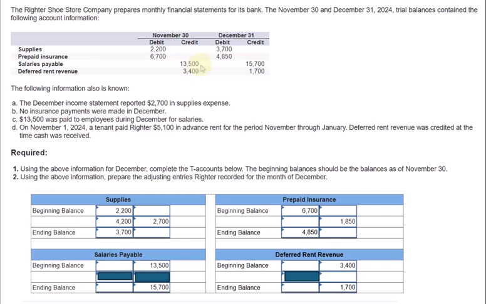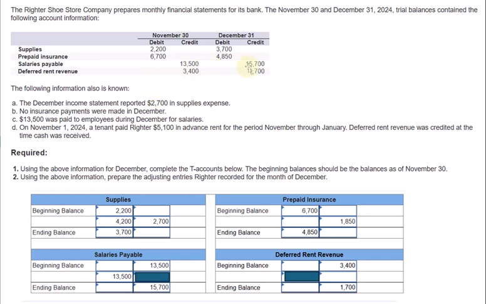So at the end of November, they had already said, hey, we owe employees $13,500. What that meant was they already debited salaries expense and credited salaries payable. And now we're paying the $13,500. So we will reduce salaries payable. Now, this isn't part of the adjusting entry. Okay? That's not part of it.